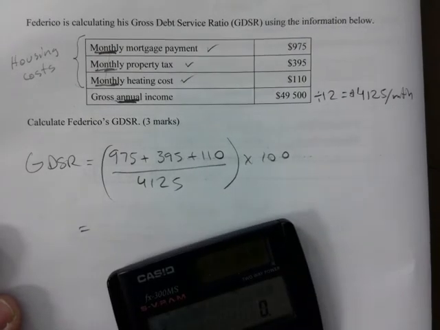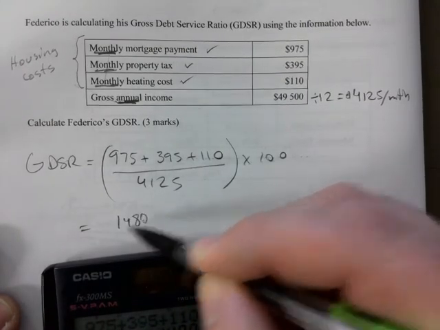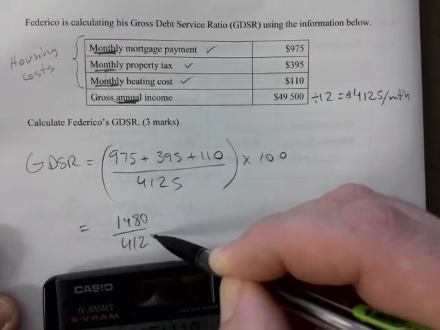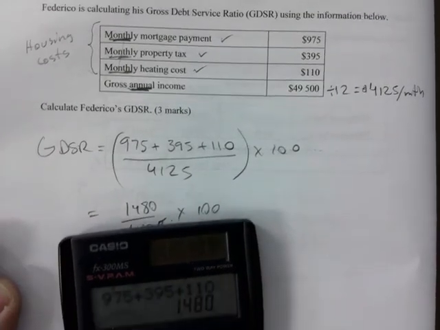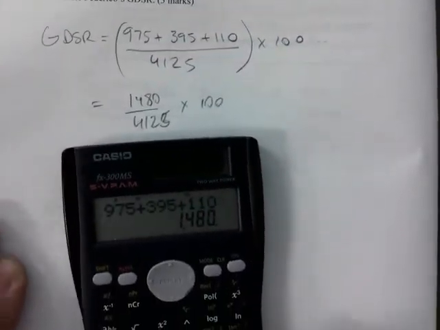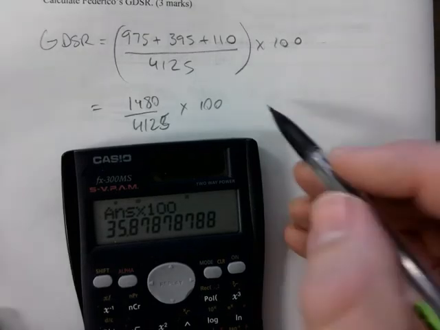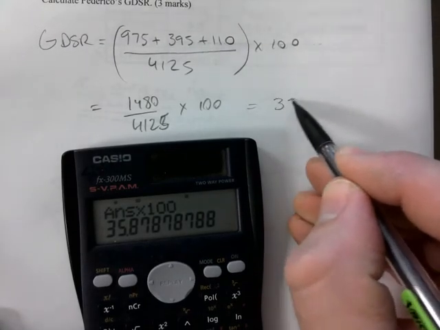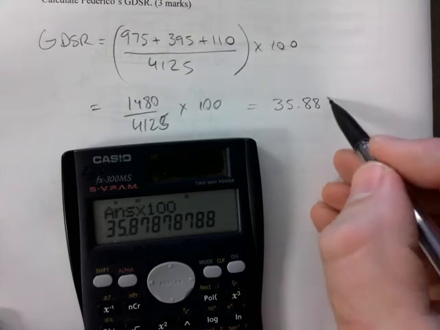So we're going to go 975 plus 395 plus 110. That's 1480 divided by 4125. Don't rush on these ones. Right? 1480 divided by 4125. We multiply that by 100, and that is 35.88%.